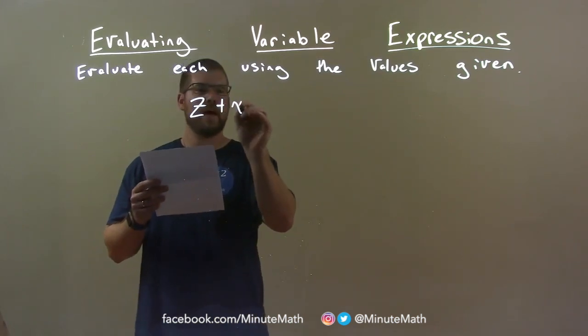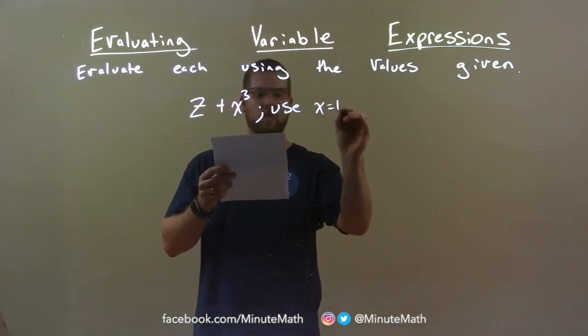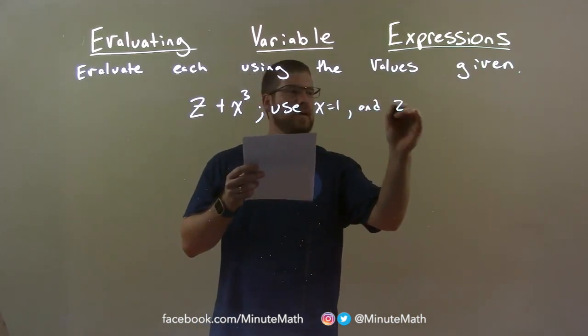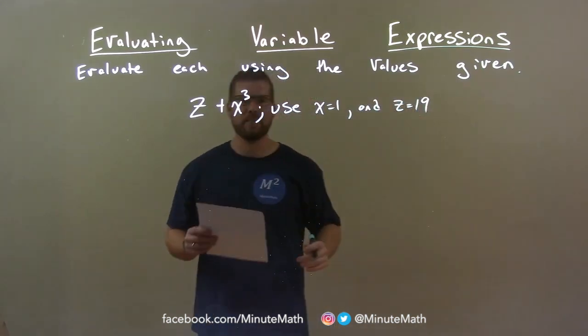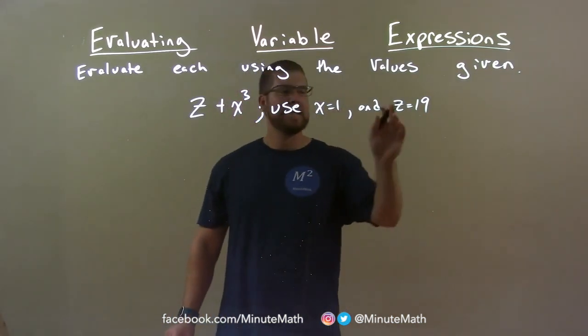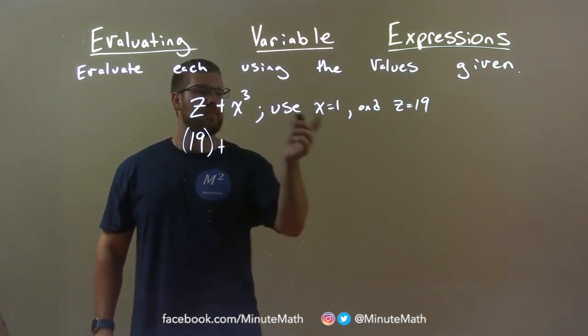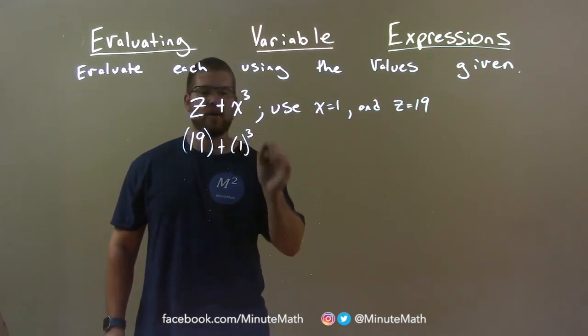Z plus x to the third. I'm going to use x equals 1 and z equals 19. Substitute the numbers for their corresponding variable. Z is first, is 19, plus x is 1 to the third power.